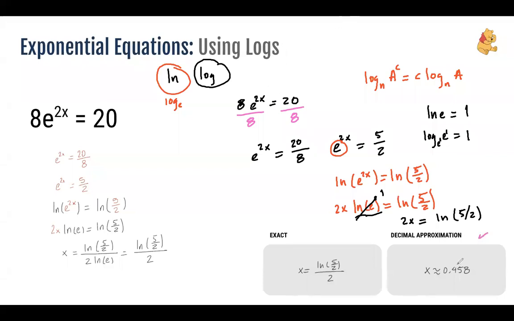This decimal approximation would be obtained if you use the common logarithm, but the exact answer would look something like this: the common logarithm of 5 over 2 divided by 2 times the common logarithm of e. So why use this additional logarithm if we can have a simpler version of the answer?